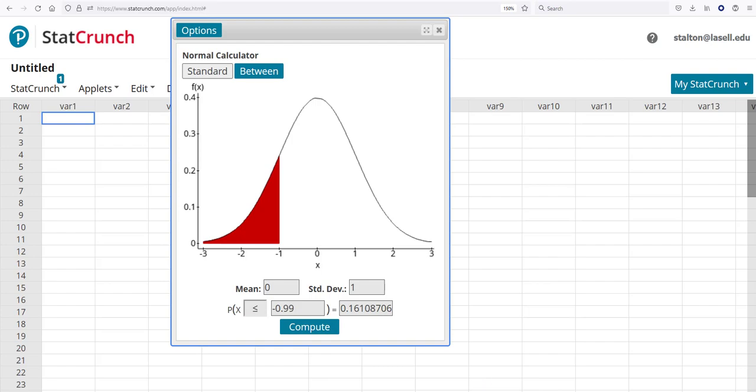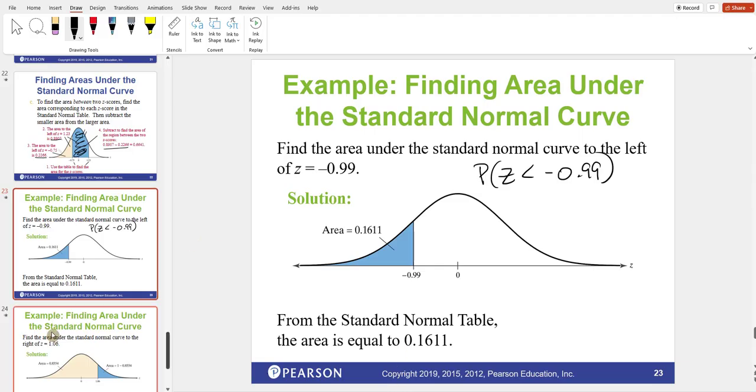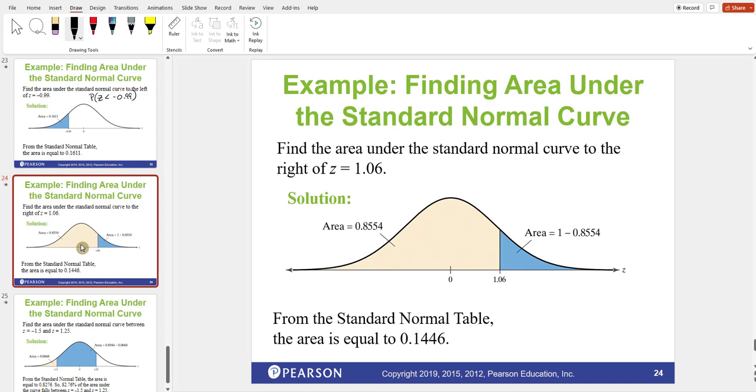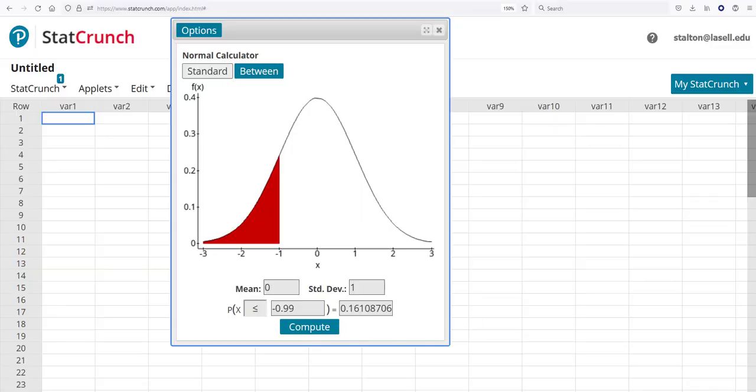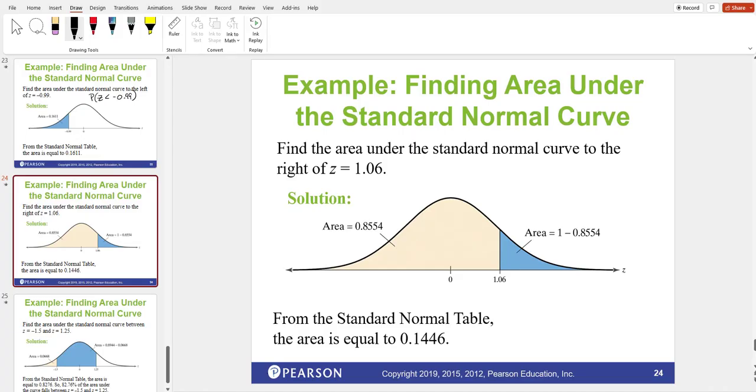Okay. Let's do another one. This time I want to figure out the area to the right of z equal to 1.06. You can do this with the table, but I'm going to go ahead and use StatCrunch. So I'm going to go to StatCrunch, and I believe the problem said 1.06.